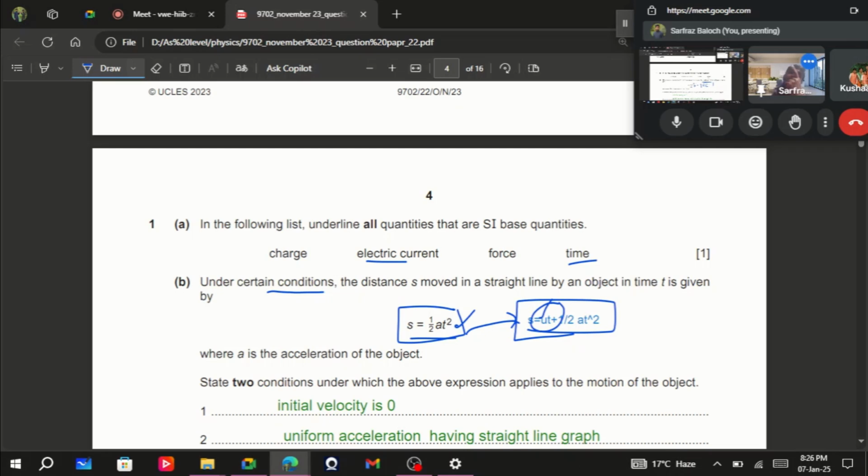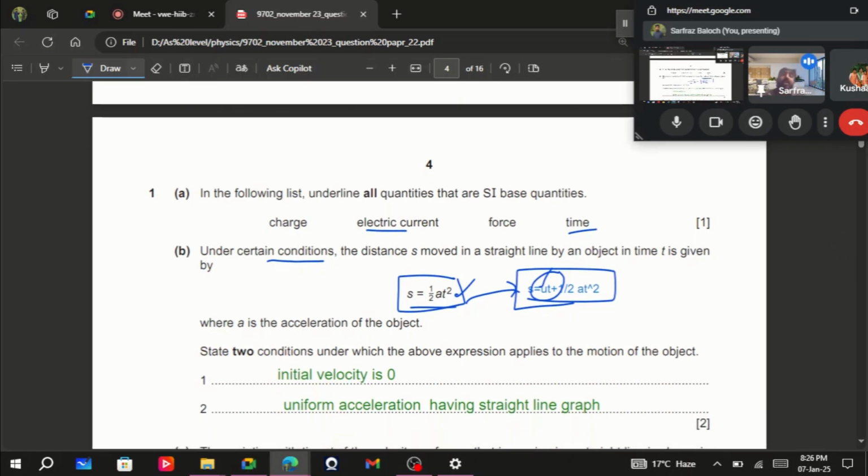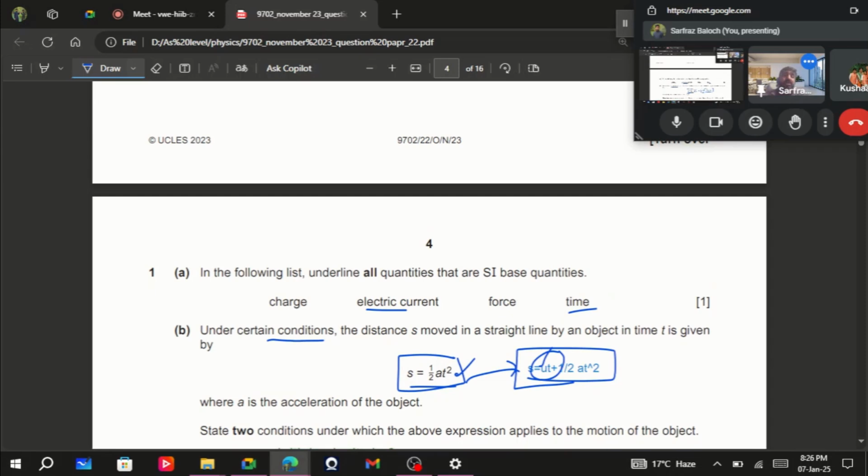And one left, which is time. Okay, so these questions come here. What are the equations of motion? One is s equals vt.